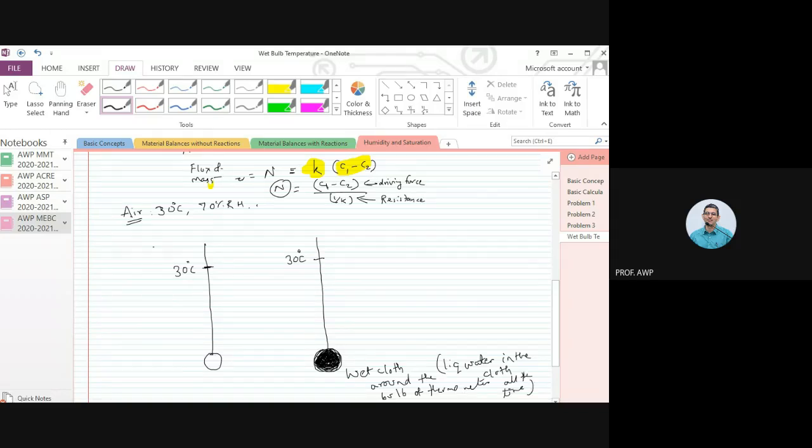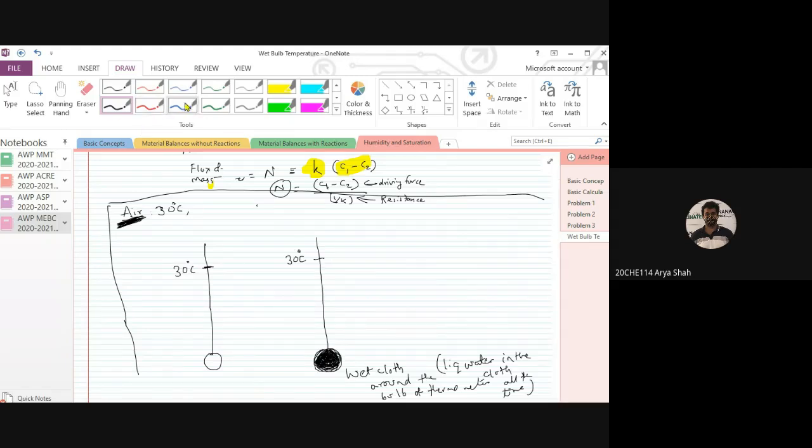Now, suppose this is in one very big room, or atmosphere, whatever you like. Is this air saturated or not saturated? It is not saturated because it has only 70% RH. It doesn't have 100% RH. That means this air can accommodate more water vapor. Do you see any source of water around? The wet cloth, hence it would evaporate. So some water from this wet cloth would evaporate.